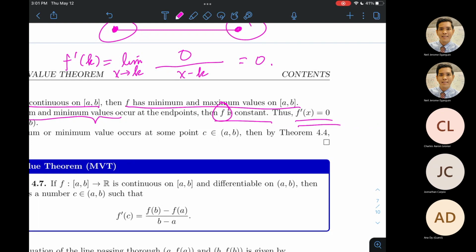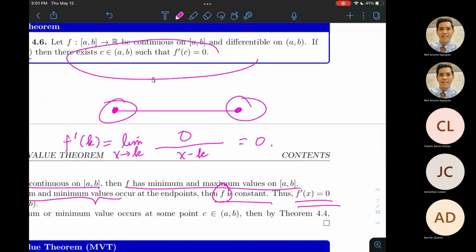So we're done. Kasi ang claim nga lang ng theorem, may at least isang number c kung saan totoo na nagsi-zero yung derivative. Napakita natin na pag nagsabay yung maximum at minimum dun sa endpoints, sure na tayo na zero yung derivative everywhere. So we're done. So what's left to be proven ay totoo pa rin yung statements kahit na yung minimum o maximum value ay hindi nangyayari doon sa endpoints.